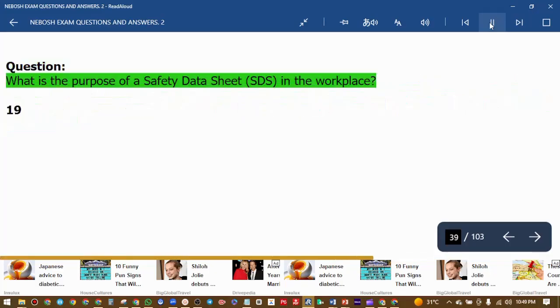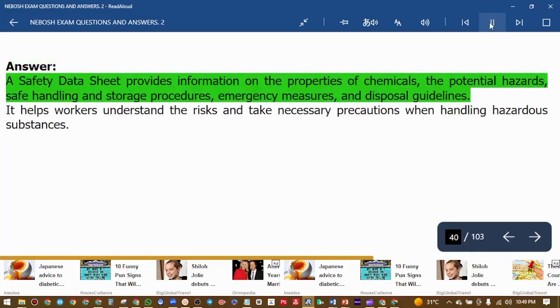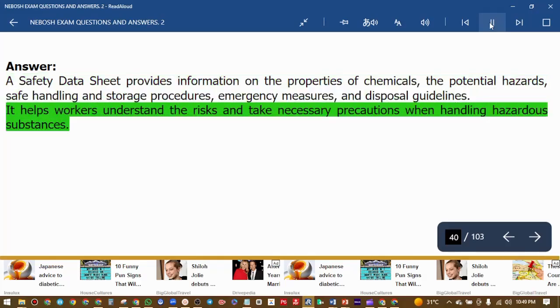Question 19. What is the purpose of a safety data sheet, SDS, in the workplace? Answer. A safety data sheet provides information on the properties of chemicals, the potential hazards, safe handling and storage procedures, emergency measures, and disposal guidelines. It helps workers understand the risks and take necessary precautions when handling hazardous substances.